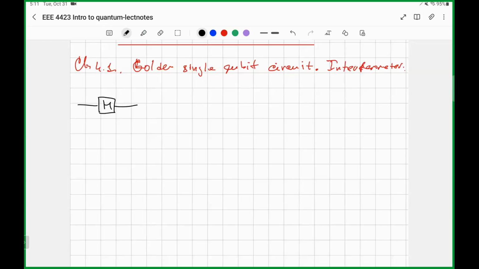the Hadamard gate. And I remind you that its action is the creation of the perfect quantum superposition. For example, from the 0 state, it creates the state 0 plus state 1, and from state 1, it creates state 0 minus state 1. Okay, so it basically flips the phase of the second term for the state 1.